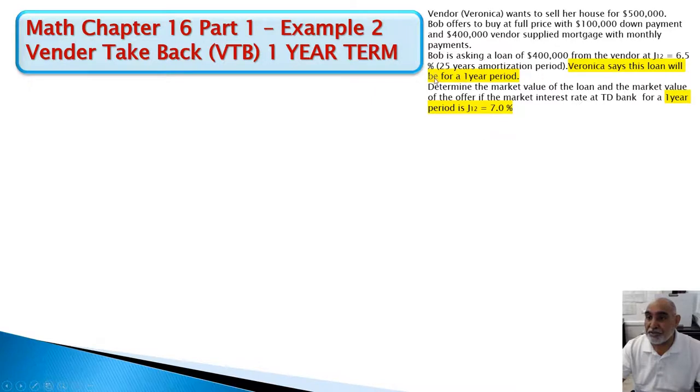So what do we do? We take our information from the first diagram here, all this, and we draw a timeline diagram.